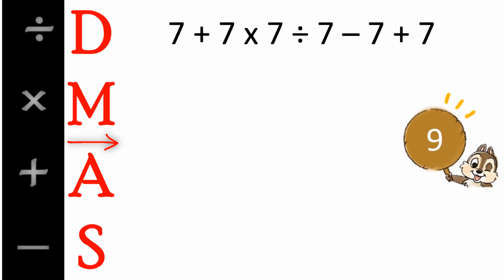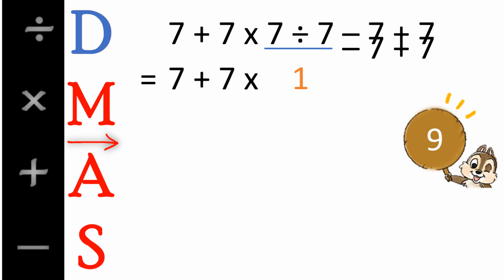Let us solve one more question. Question number 9. 7 plus 7 multiply by 7 divide by 7 minus 7 plus 7. According to DMAS, let's begin with division. So write 7 plus 7 and multiplication sign as it is and divide 7 by 7. We get 1. Then write minus 7 plus 7 as it is. Now we have 7 plus 7 multiply by 1 minus 7 plus 7.